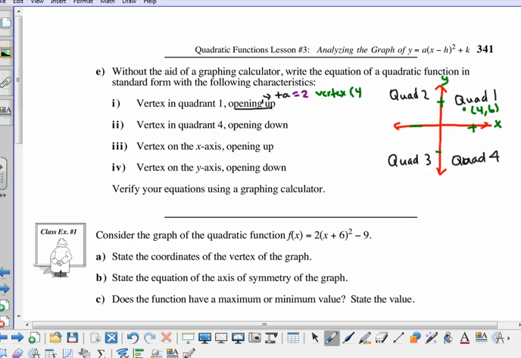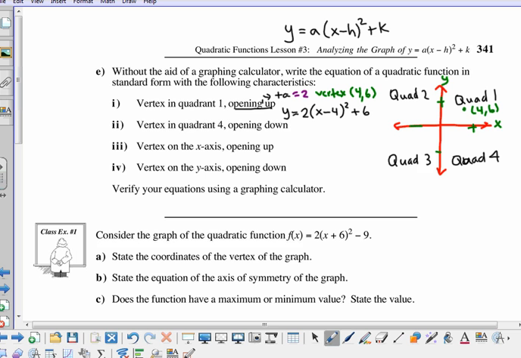So we're going to make the equation. Remember the equation in standard form is A times x minus h squared plus k. So what do we get? y equals, what was our A? 2 times x minus 4, because of the minus in the formula, squared plus 6.